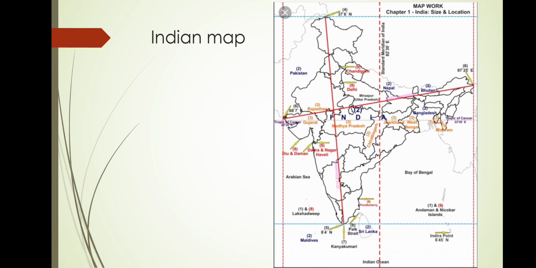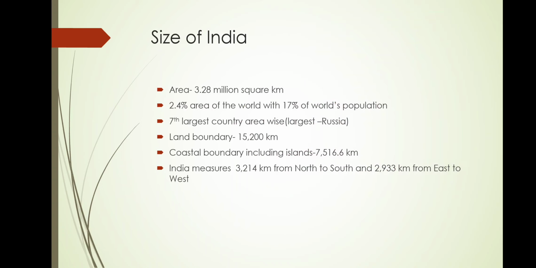Also, you can see India is tapered down. India is getting narrowed down from a certain latitude, that is 22 degree. From there, India is tapering. So that is one thing which you need to remember. And we have a long coastline which helps us a lot in trade, in connecting with the other countries.